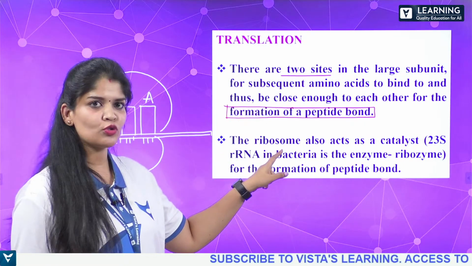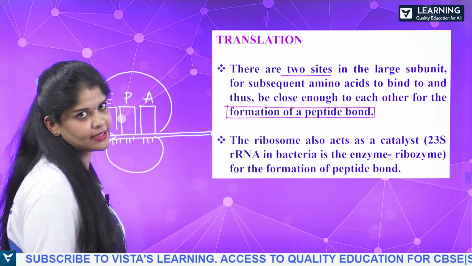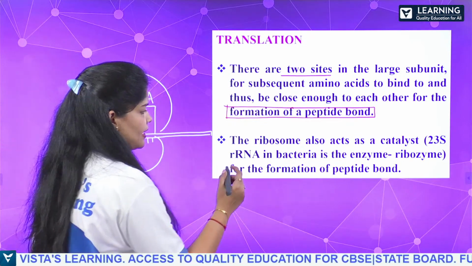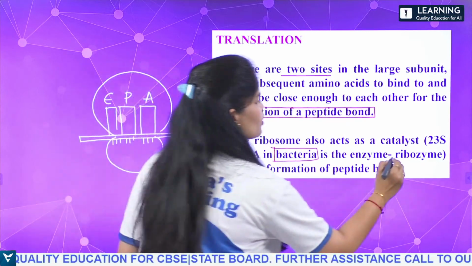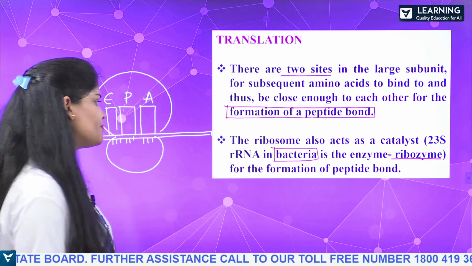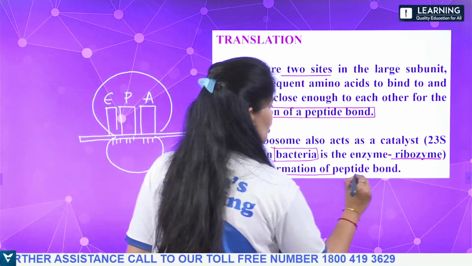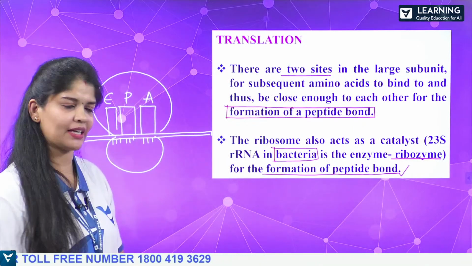Now, the ribosome also acts as a catalyst. 23S rRNA, that is a subunit of RNA in bacteria, acts as an enzyme called a ribozyme. Ribozyme is a ribosomal enzyme which is useful for the formation of peptide bonds in prokaryotic organisms, that is bacteria.